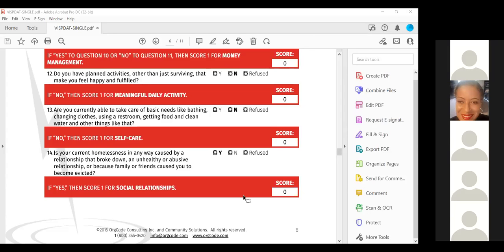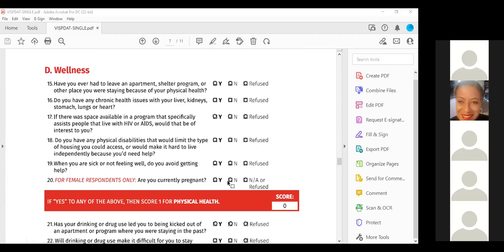On the next page where it says D for wellness, this goes to physical health, drinking and drug use, mental health, those things. So be mindful, because this is the section I find hardest for clients to give accurate answers. But again, I pay attention to what they say to the other questions leading up to this, and the information they've given me. And Emily, I think you would have some really good background on section D, so if you want to jump in, please do so, because of the population you work with.